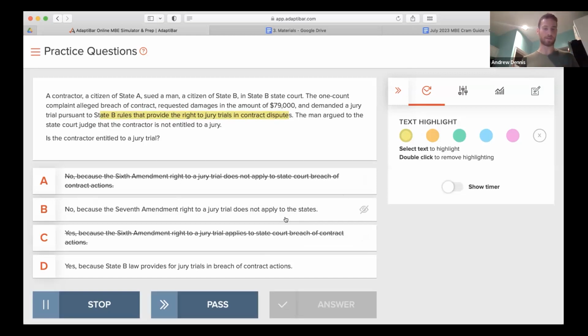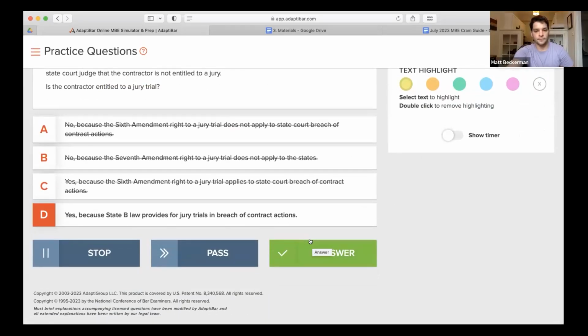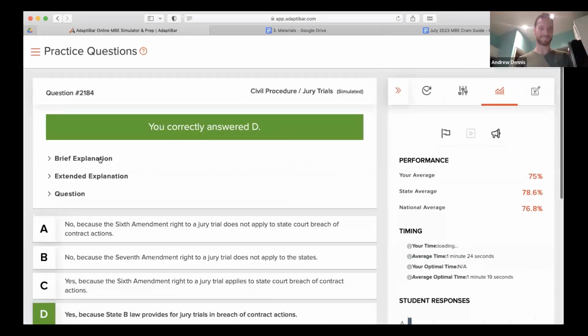I was going to pick B, but then I was like, wait a minute. They did literally say that the rules provide for this in contract disputes under this state. So we like D based on reading comprehension. And it's in state court. I get this one wrong, I'm going to feel like a dummy for reading comprehension.